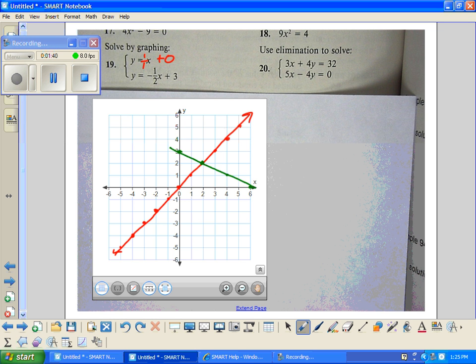If I do it right here, and solve by graphing, we have to read this point right here. Over 2, up 2. The solution to 19 is 2, 2. That's the answer. The graph is what I need to see.